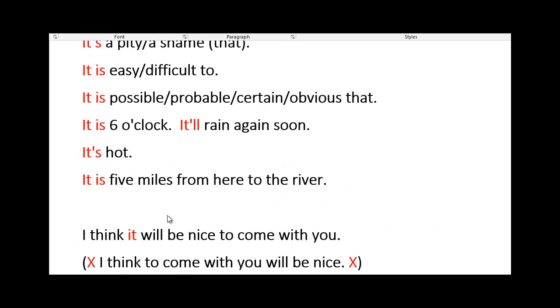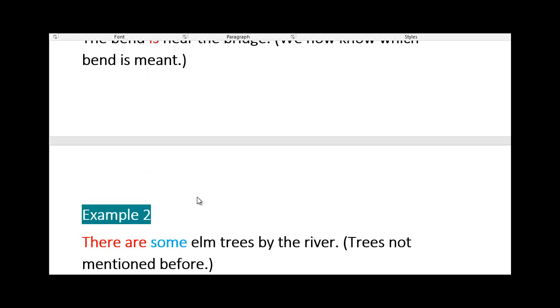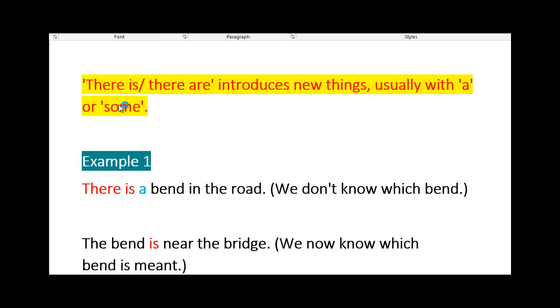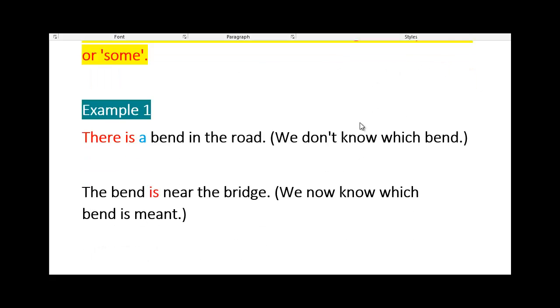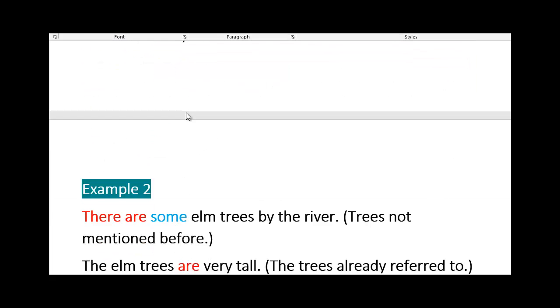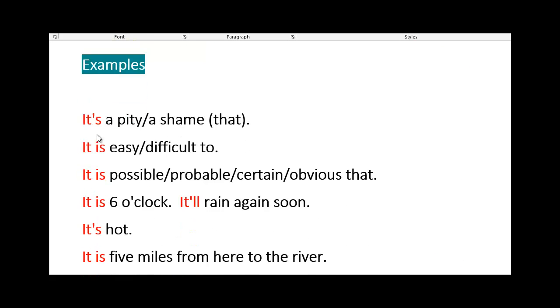That's it, really. So as you can see, with there is and there are, we use a and some. Okay, a and some. There is a, and we talk about new things. There are, we talk also about new things like the trees we were talking about. If we're using it is, we can have it is followed by an adjective.